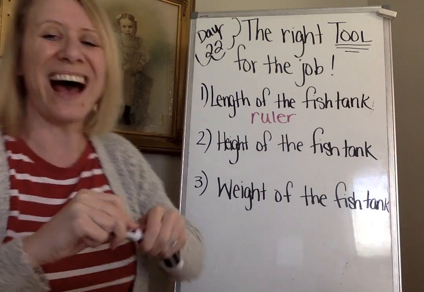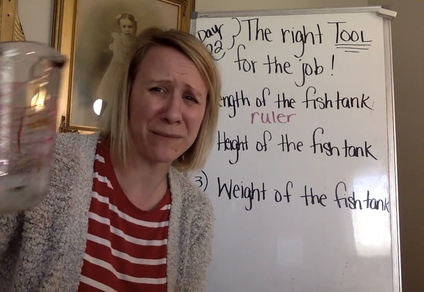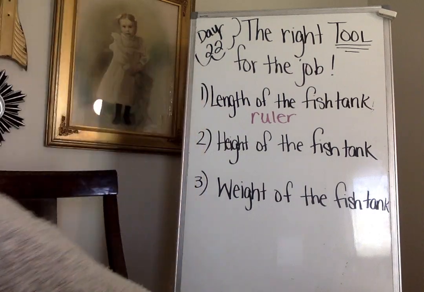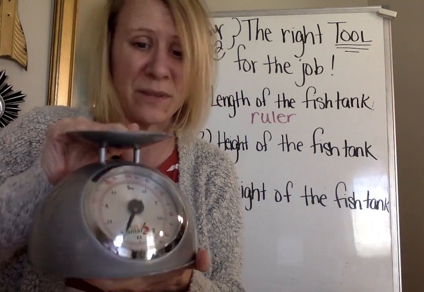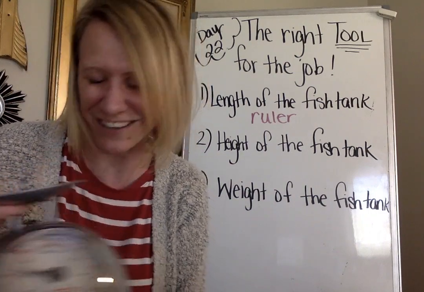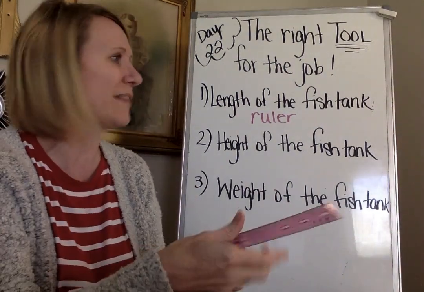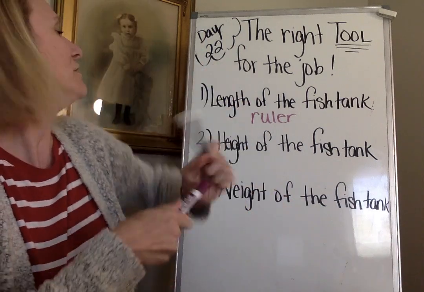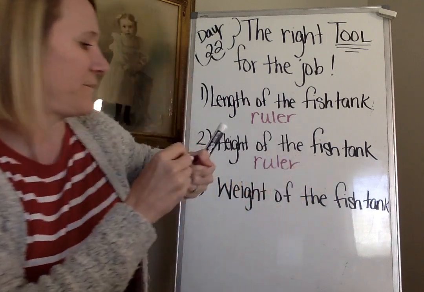Number 2 says, what about the height of the fish tank? Well, we can go through all of this again. No, this is going to measure how much liquid can go into the tank. That's for telling time. What about the scale, Mrs. Rackaway? Oh, look, I even have a different type of scale. This is where you can set items on it and see what their mass is or how much they weigh. No, this is not going to measure the height of the fish tank either. So you're going, all right, that sounds an awful lot like the same tool I would use to measure the length. It's going to be the, ta-da! Again, we're going back to the ruler. So for number 2, the height of the fish tank, the correct tool, the ruler.